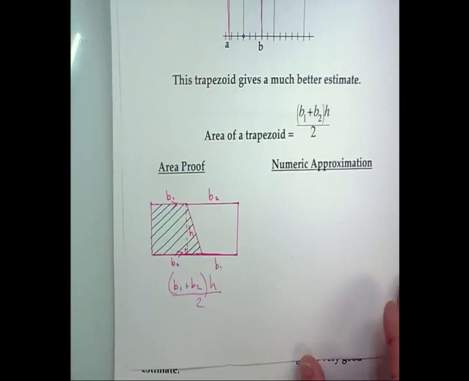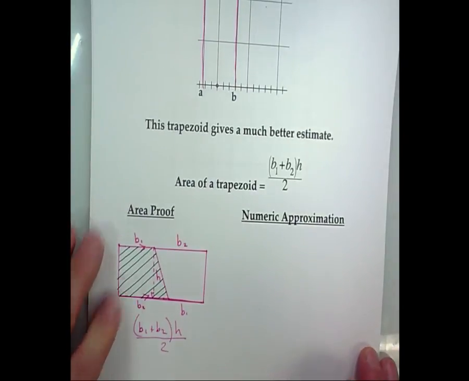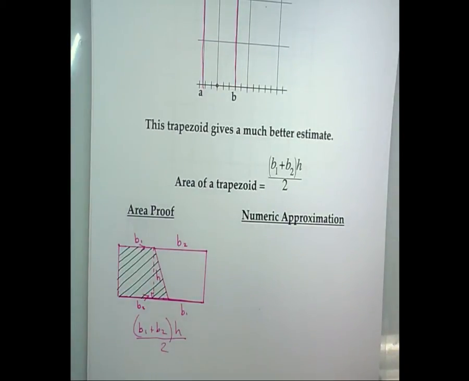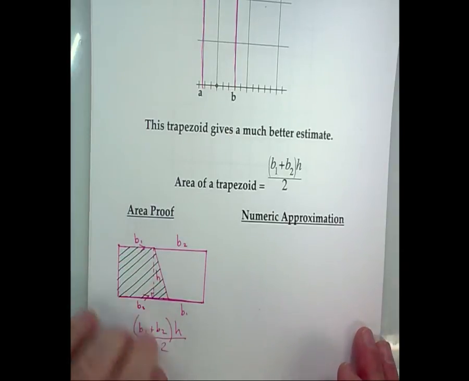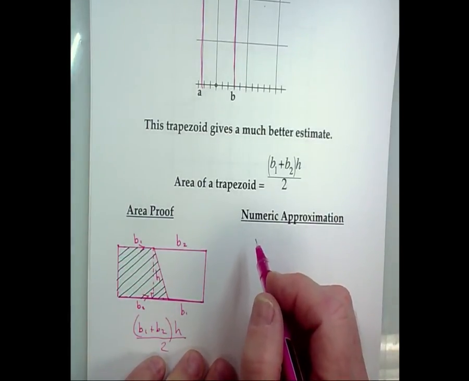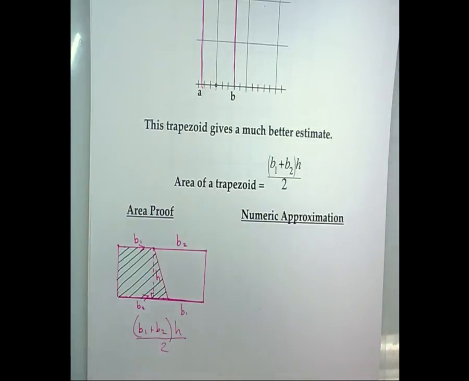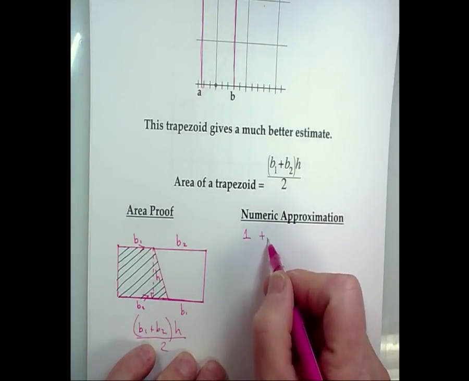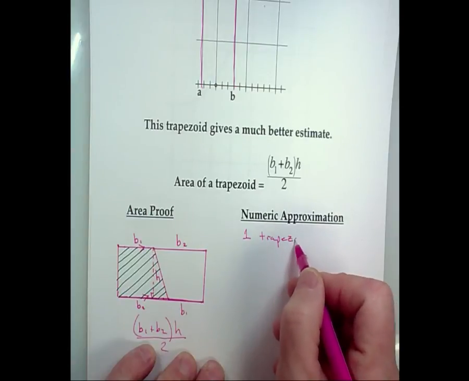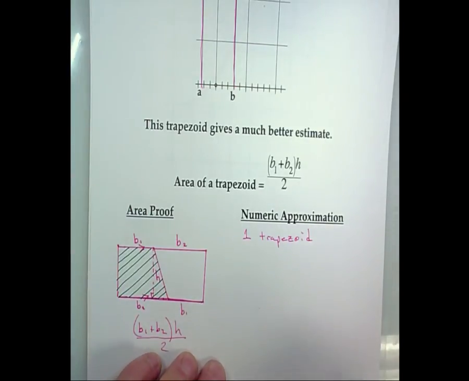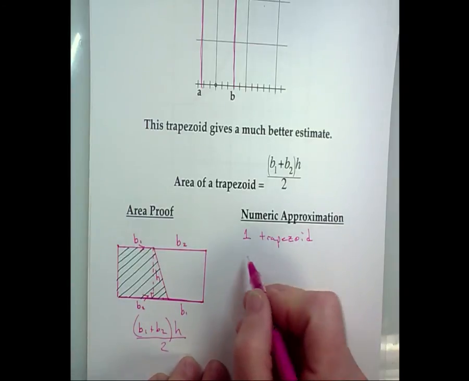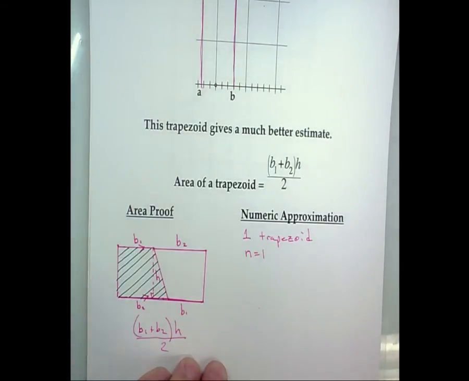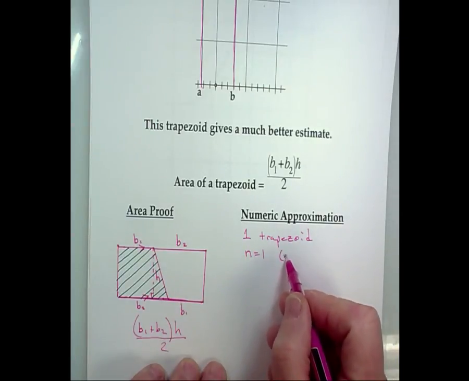Okay. So let's take a look at using a trapezoid. So I'm going to compute this. How do I want to write this? Let me look at my notes here. So if I have one trapezoid, I am going to say n equals 1. So n is going to stand for the number of trapezoids.